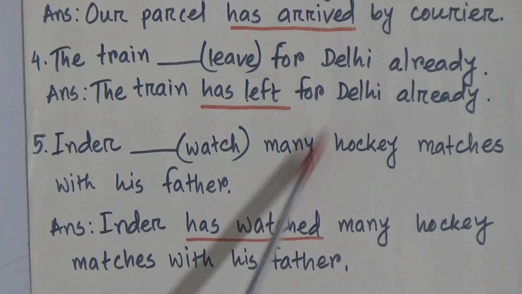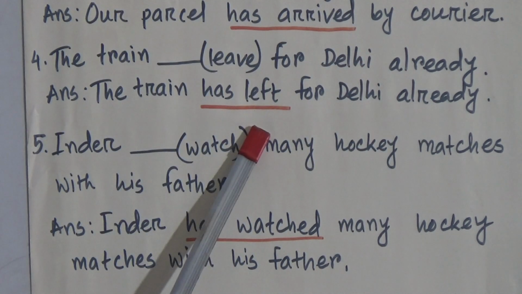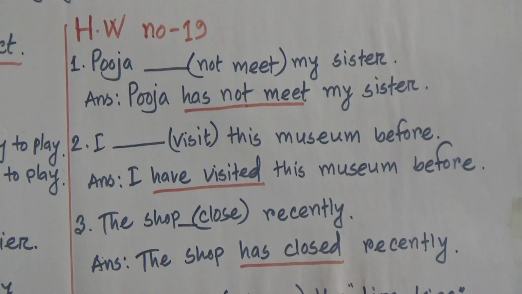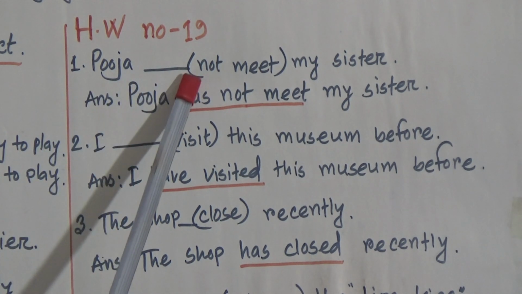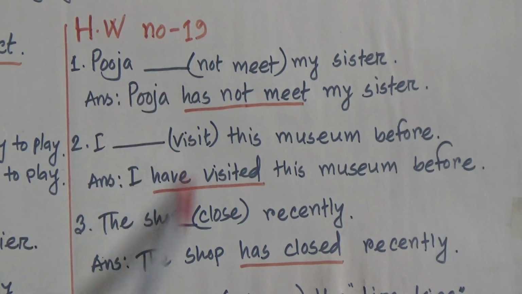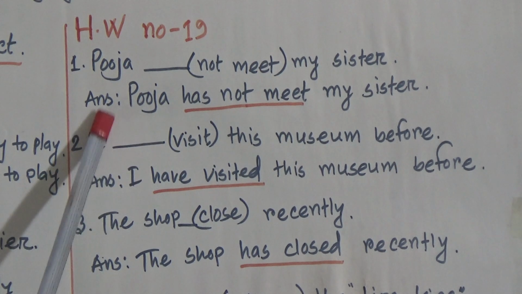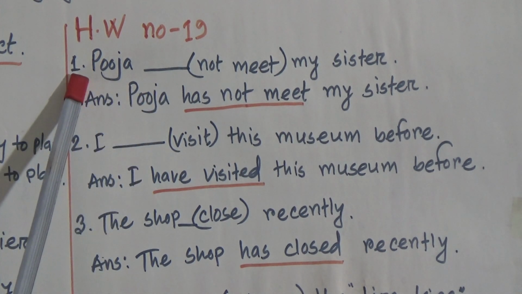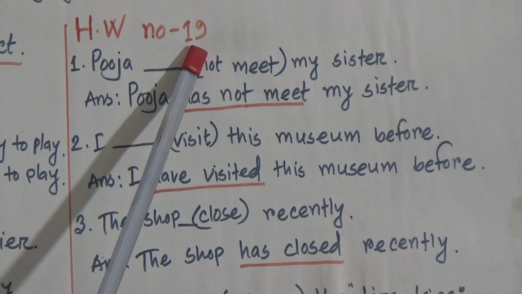Dear students, this is all about your classwork, and these 5 are for your homework. So for your better understanding, I also answered all these 5 questions. So now you have to understand what I have written here. Number 1, this is HW number 19.